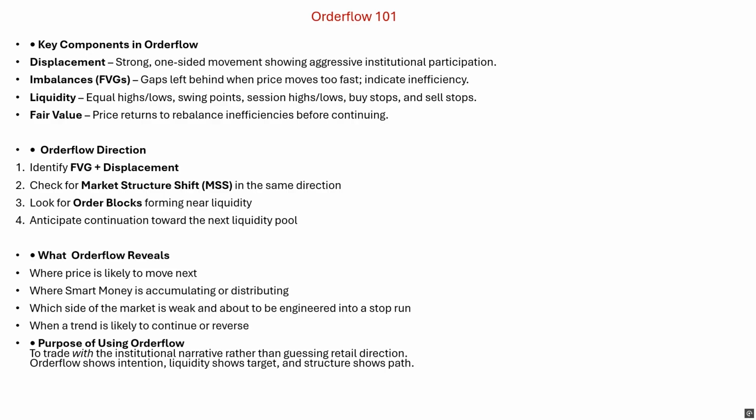What does Orderflow reveal? Orderflow reveals that price is likely to go next to where smart money is accumulating or distributing. One side of the market is weak and about to get engineered into a stop run, or that trend is likely to continue onward. The purpose of using Orderflow is to trade with the smart money and understand where they are adding up orders and where they are taking liquidity.